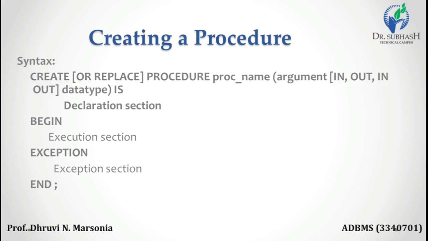So let us see how to create a procedure. The syntax of a procedure is: first CREATE, in brackets OR REPLACE, then the PROCEDURE keyword, the procedure name, and in brackets the arguments with IN, OUT, IN OUT and the data type. After that come the declaration section, begin section, exception section, and end. These are the syntax of creating a procedure. Let us see one by one.